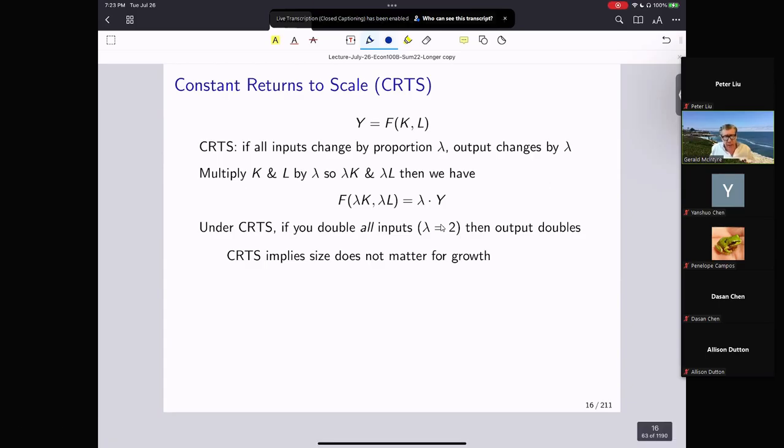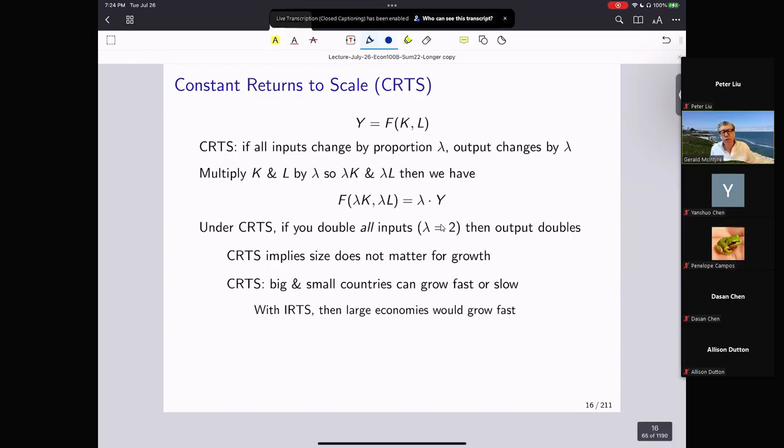The implication of this is the following. Constant returns to scale implies that size does not matter for economic growth. That's actually important, because if you don't have constant returns to scale, then size will matter for economic growth. The alternatives to constant returns to scale are increasing returns to scale or decreasing returns to scale. So for instance, with constant returns to scale, big and small countries can grow fast or slow. It doesn't depend upon the returns to scale. The size of the country doesn't matter.